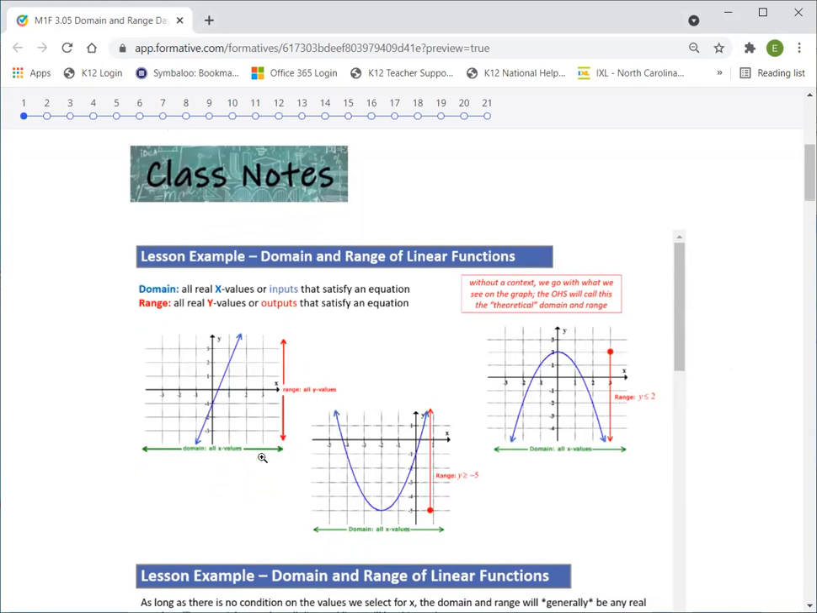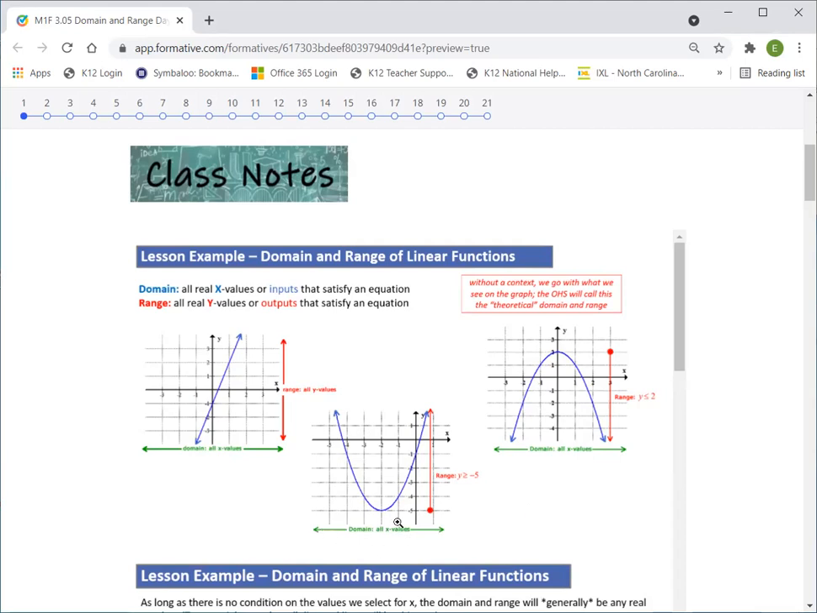Okay, so if we look at this green right here, we can see it's looking left to right. This arrow right here is going to continue going to the left. So if I continue going to the left on that x-axis, that's negative infinity. And then on this other side, there's an arrow that's going to continue going to the right, so that's positive infinity. And then your range is the exact same thing because it continues to go up and down. So negative infinity and positive infinity on that y-axis.